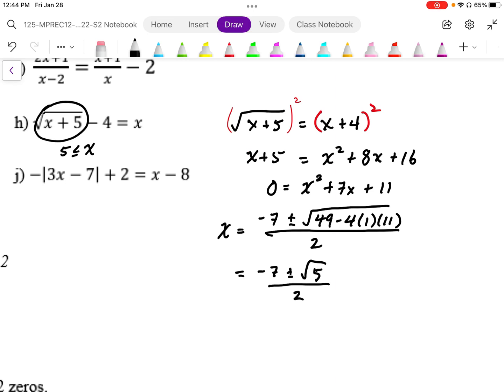So I end up with negative 7 plus square root 5 divided by 2. Okay, that's going to give me negative 2.38. This should be bigger than or equal to negative 5. That's okay. That's going to be bigger than negative 5. Okay, so then I need to check the other number. This is negative 4.62. So again, that's bigger than negative 5. So both of these are valid solutions. But because of the square root, we do have to check for extraneous solutions.